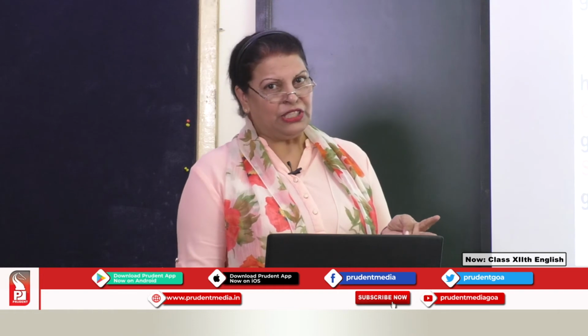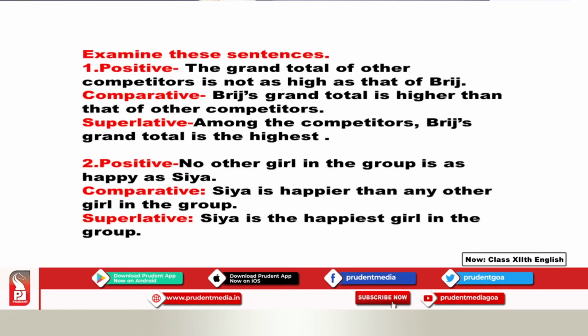Apply the same rule to the next sentence. The positive: no other girl in the group is as happy as Sia. The comparative: Sia is happier than any other girl in the group. And the superlative: Sia is the happiest girl in the group.